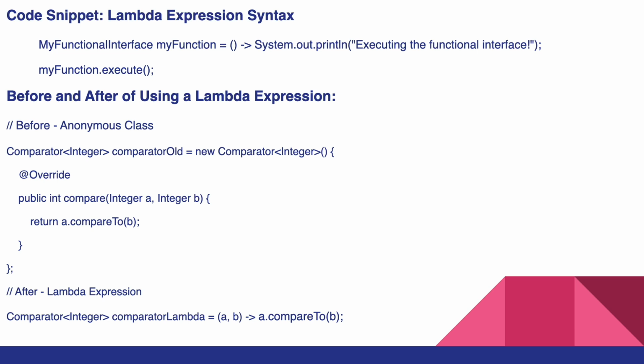Before Java 8, implementing a comparator would typically involve writing an anonymous class. With lambda expressions, we can achieve the same result more elegantly, as you can see in this comparison. This not only reduces boilerplate code but also makes the code more readable.